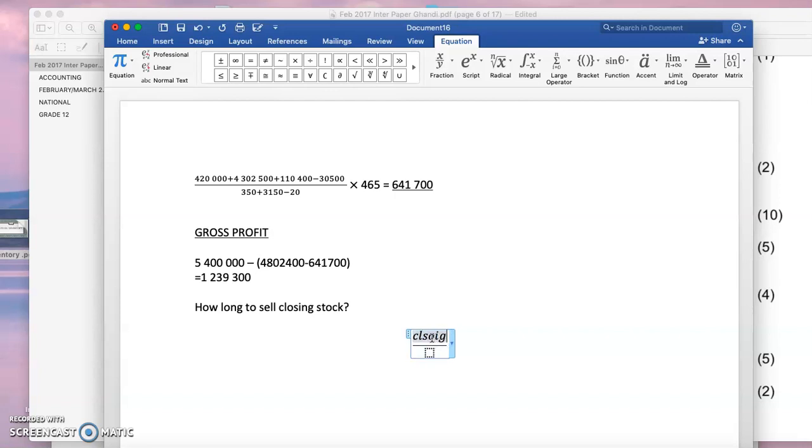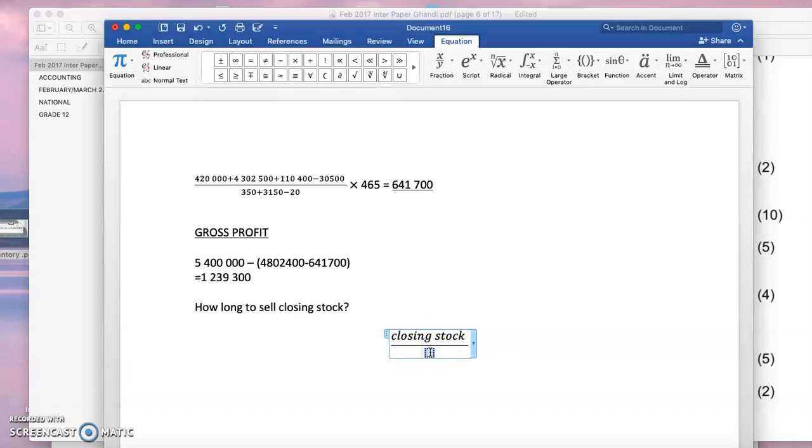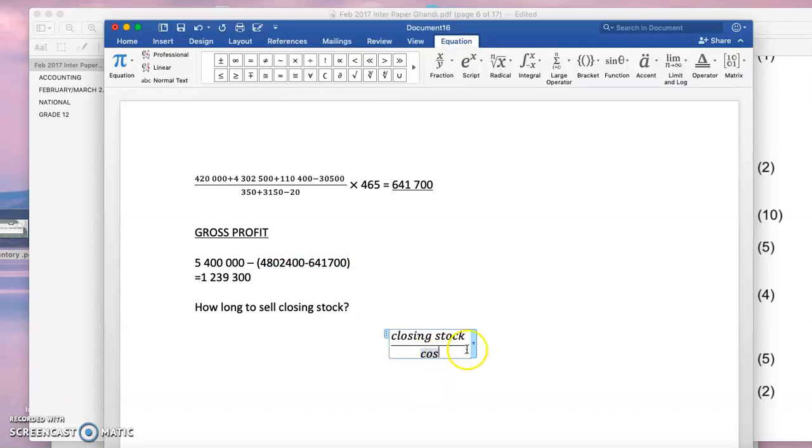I'm going to say closing stock at the top, okay? And at the bottom, I am going to use the difference of this amount. So essentially, cost of sales. And then we're not done. Then I'm going to multiply it by 365. Why? We're trying to calculate a number of days.